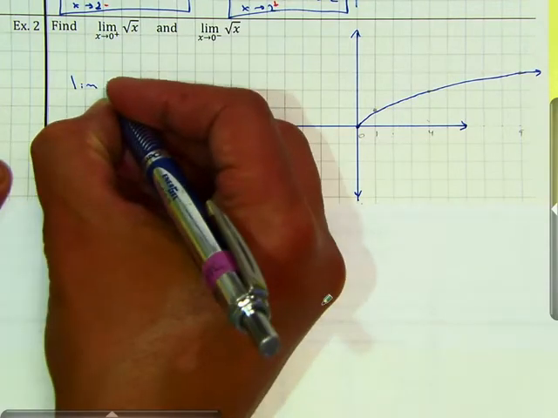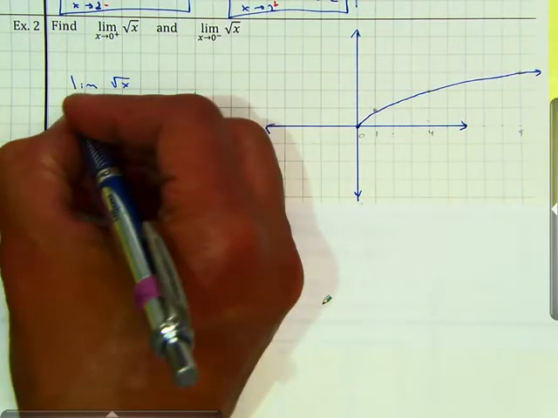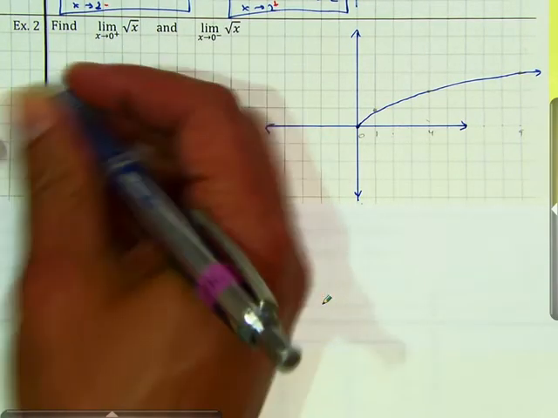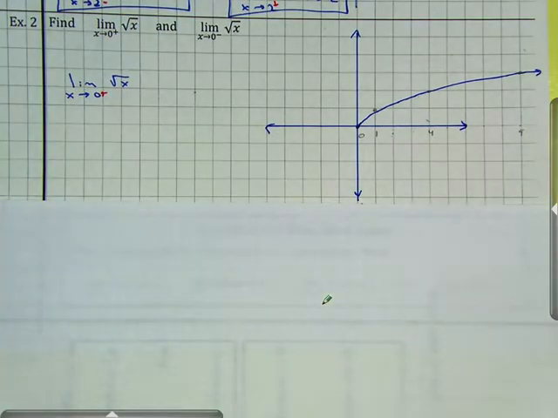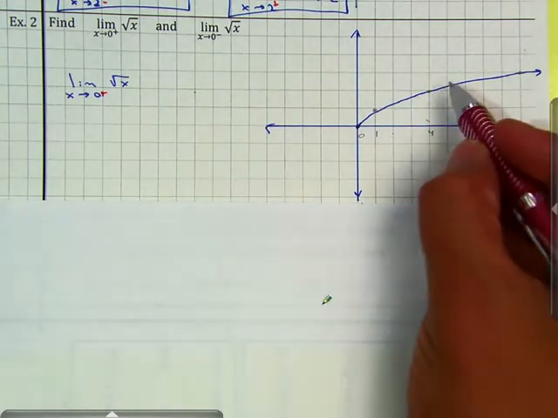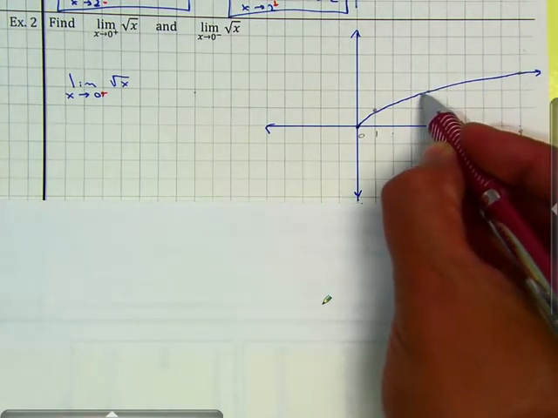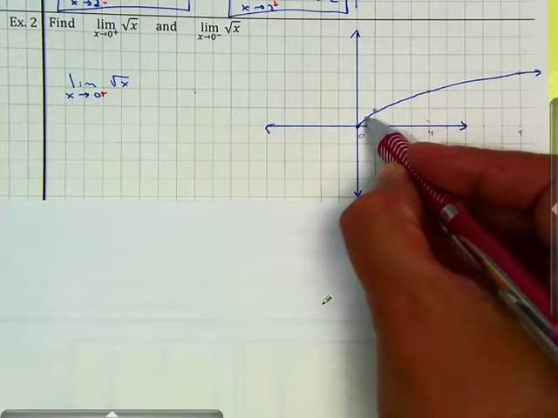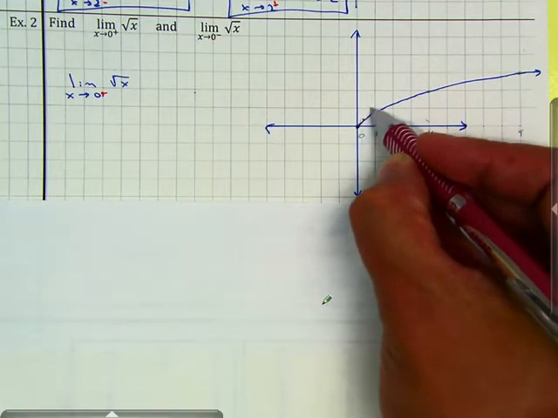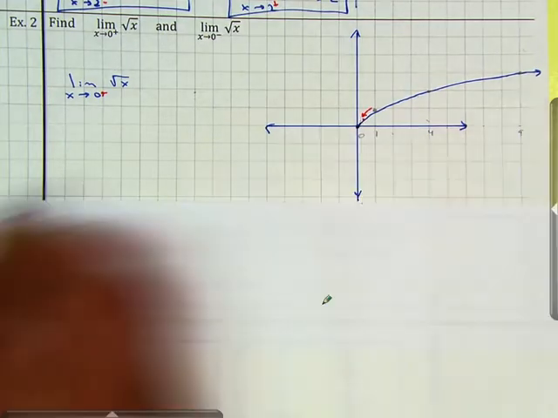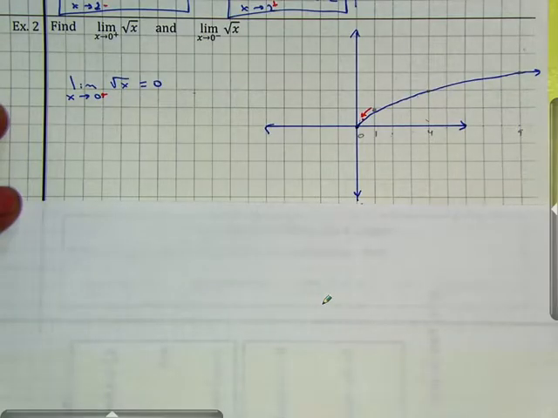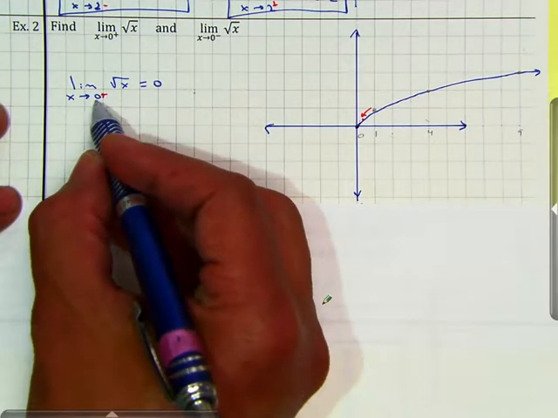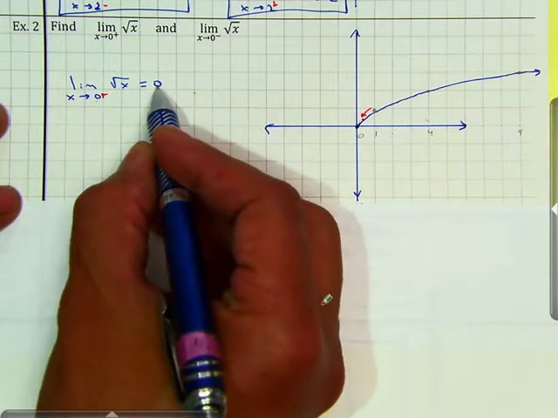The limit of the square root of x as x approaches 0 from the right. So as you approach 0, what is the value that it gets to? It gets closer and closer to 0. Or otherwise, we also know that algebraically, we just plug in a 0, it gives us 0.